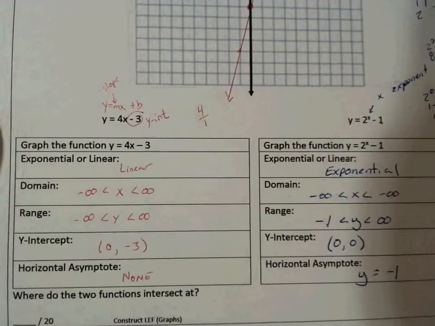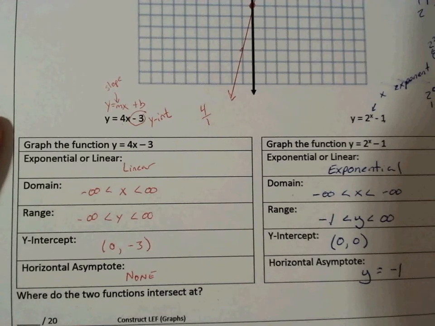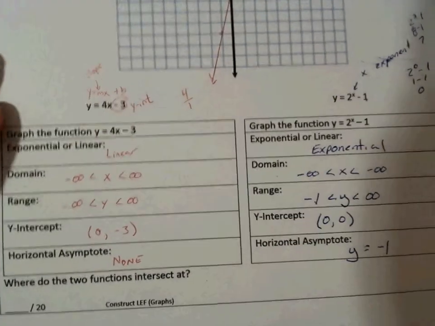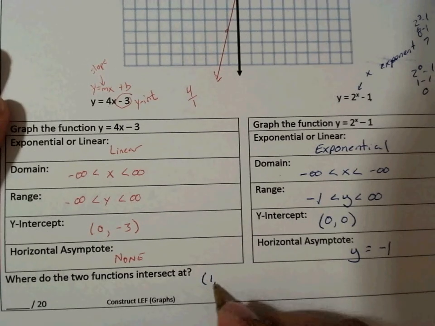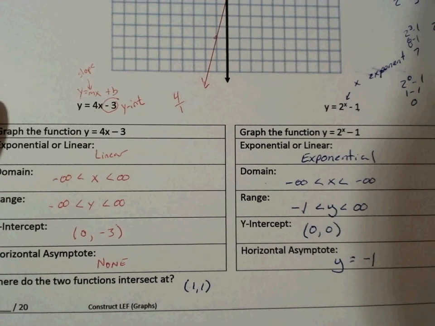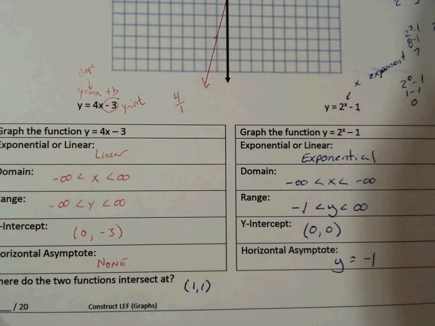And the very last thing that we have, the last question, says where do the two functions intersect at? And we talked about that. It intersects at 1, 1. And that is it for our study guide. Again, if you have questions, please feel free to click back on any of the videos that you have, and hopefully you'll be ready for the Unit 2 mid-test.